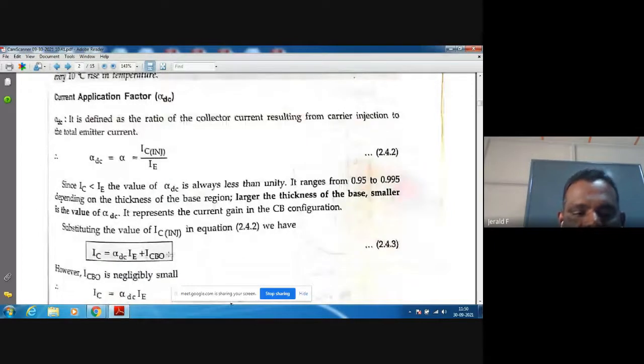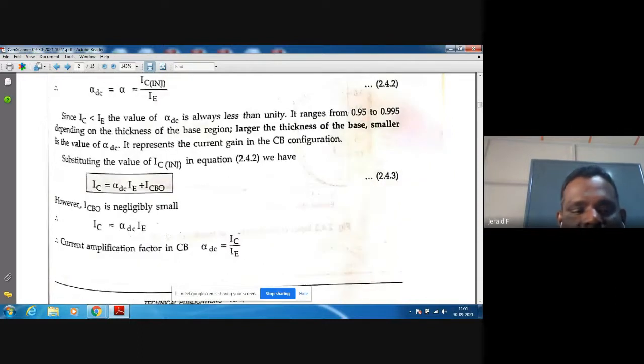So what is the current? IC is equal to alpha DC into IE plus ICBO. ICBO is nothing but a small negligible value. So finally IC is equal to alpha DC into IE. So alpha DC is equal to IC divided by IE. This is the current amplification factor.